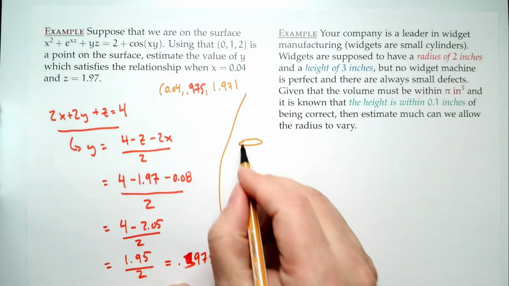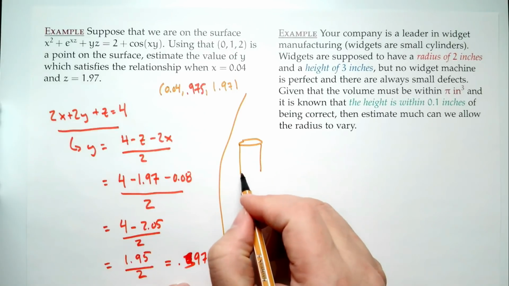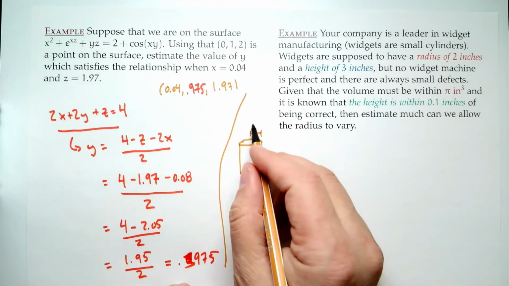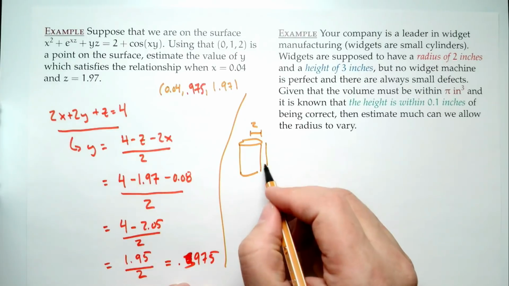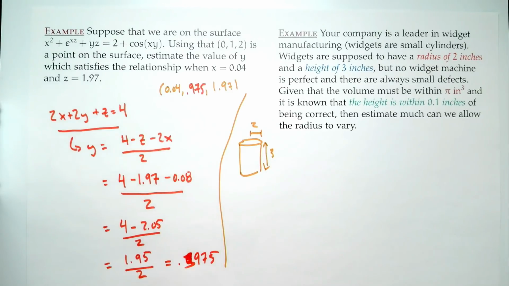So I have a cylinder, and it's supposed to say that it's a radius of 2 inches and a height of 3 inches. But of course, no widget machine is perfect, and there are always small defects. So this is actually realistic. Look, you're going to make parts, but nothing can be perfectly reproduced. So there's always defects. And so the question is, what do you do?